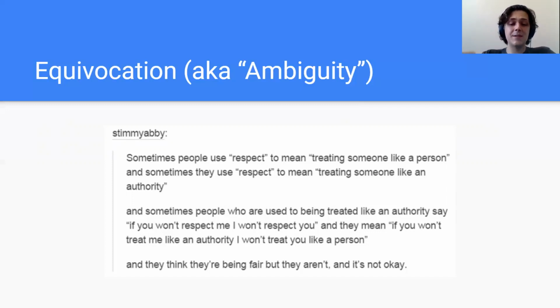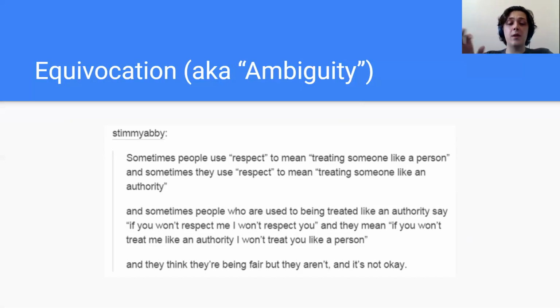And sometimes people who are used to being treated like an authority say, if you won't respect me, I won't respect you. And what they mean is, if you won't treat me like an authority, then I won't treat you like a person. And they think they're being fair, but they aren't, and it's not okay. Right?